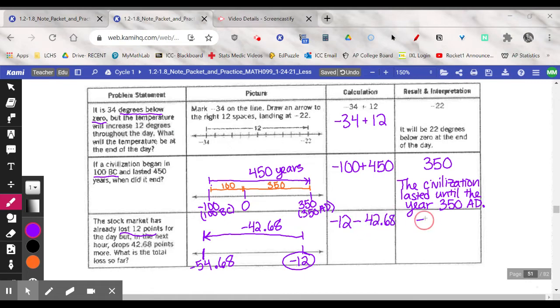And we had our result as negative 54.68. And so that meant that in total, that's what we lost. So the stock market lost a total of 54.68 points. And in my interpretation, I did not write negative 54.68 because the word lost already implies the negative.